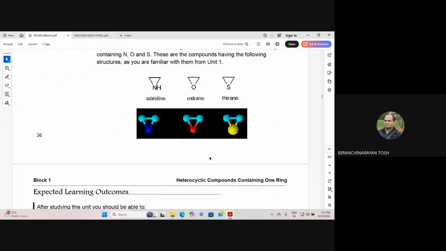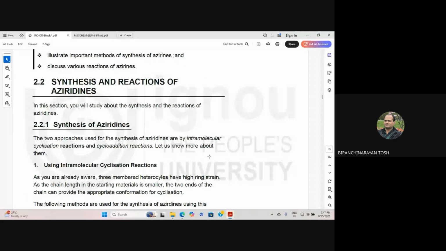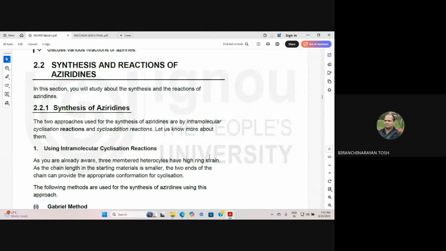Aziridine, oxygen, thiirane: synthesis and reaction of aziridine. So this aziridine can be synthesized by intramolecular cyclization reaction and cycloaddition reaction.